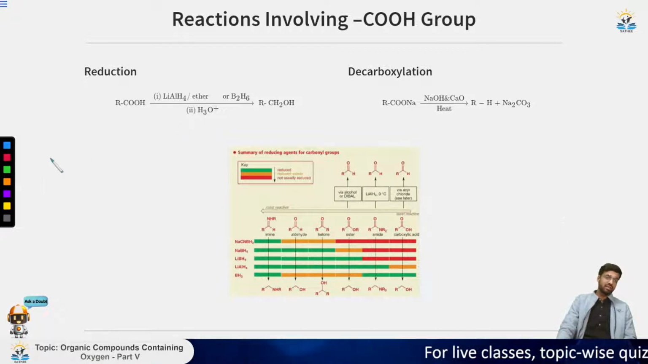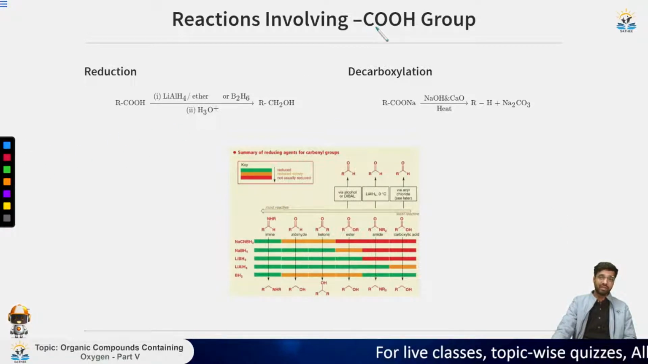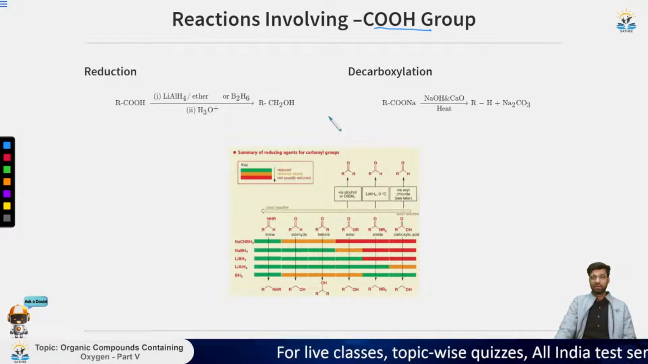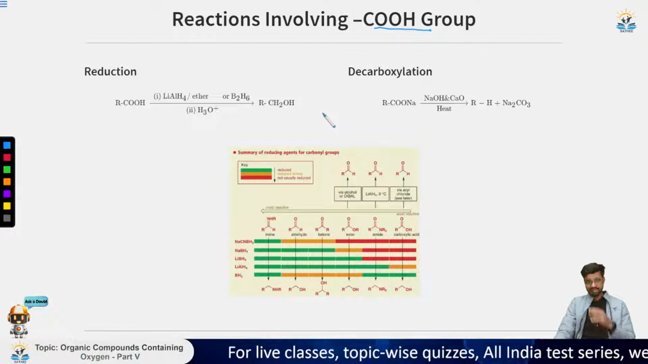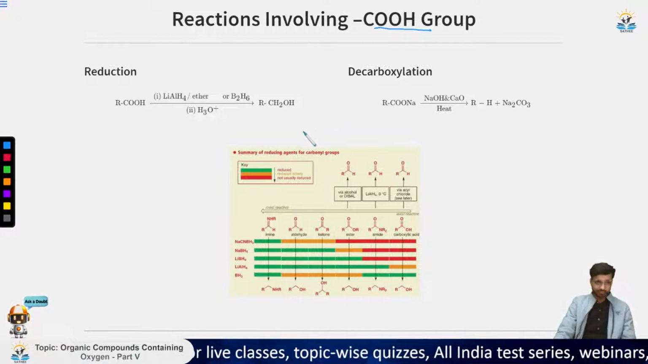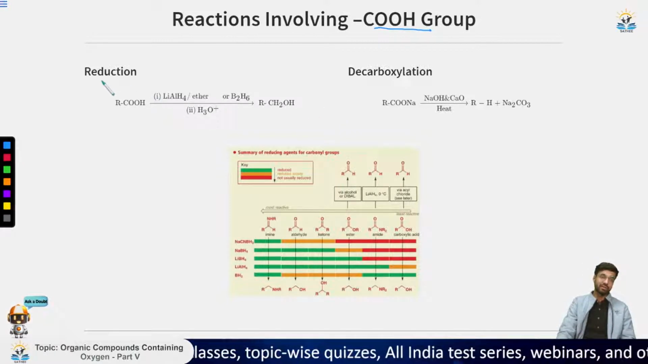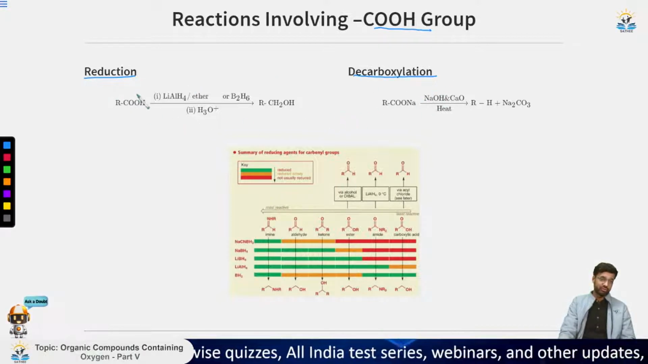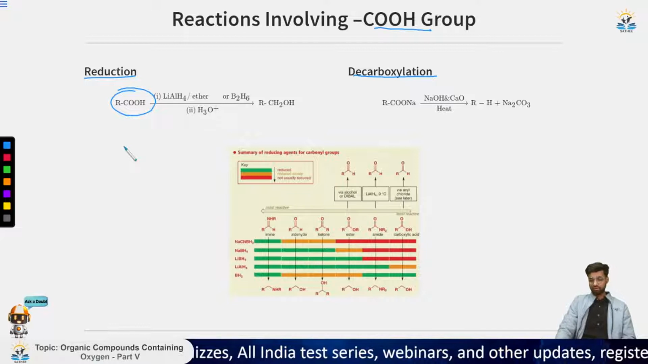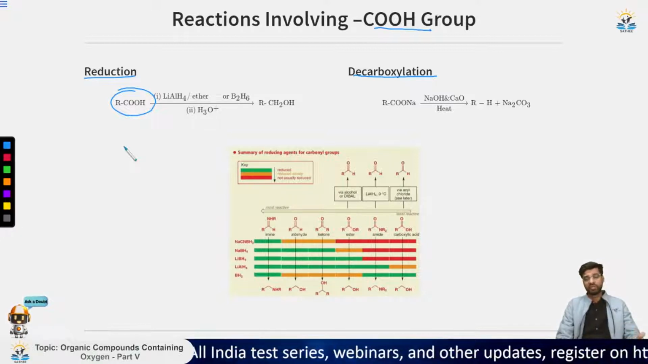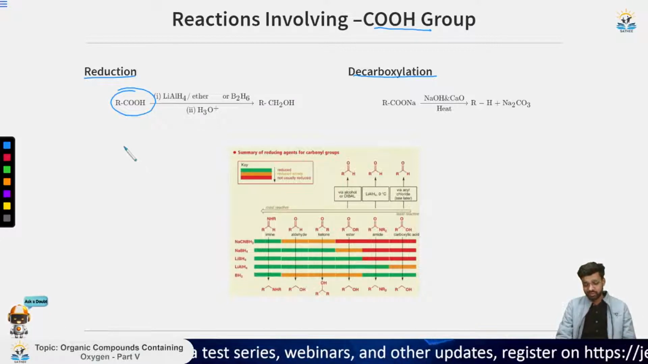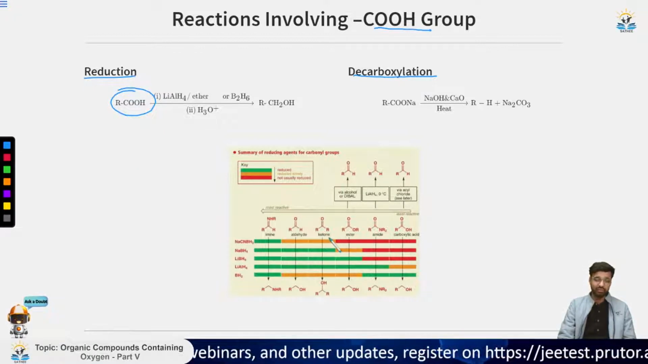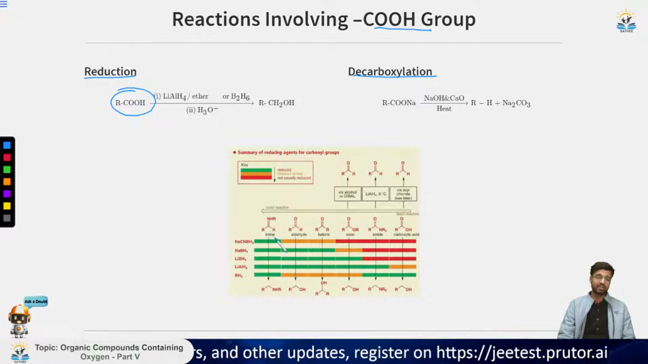Now next we will see some reactions that involve the cleavage of the COOH bond. So basically there are two types. First is reduction, second is decarboxylation. Let us move to reduction. Students often get confused about which reducing agent will act upon which one. I have told you earlier also, but I have put a more efficient chart here which will explain the reduction much better.